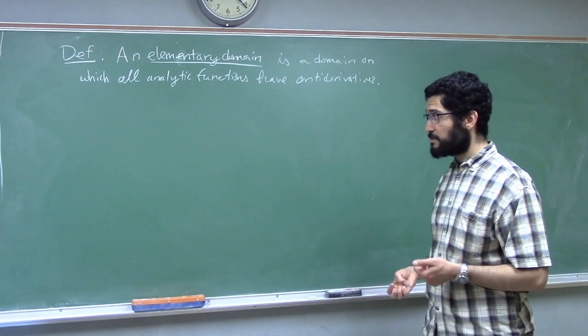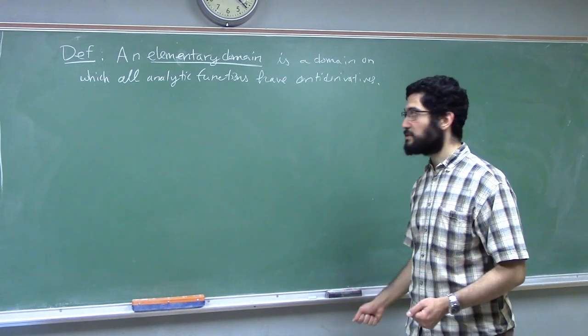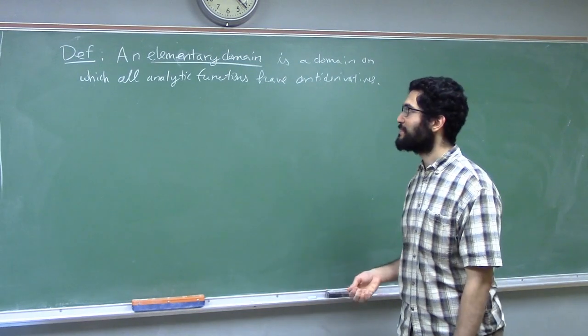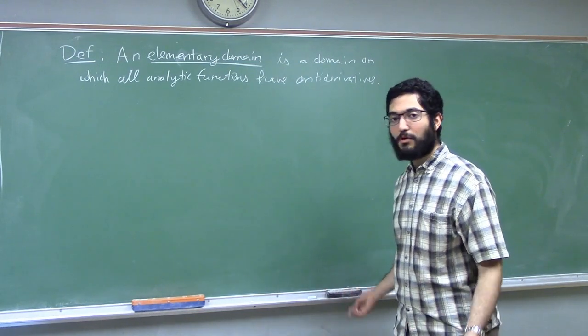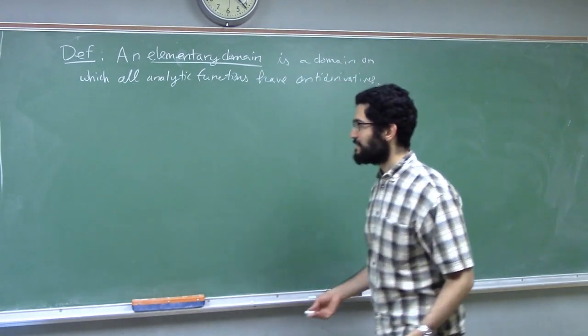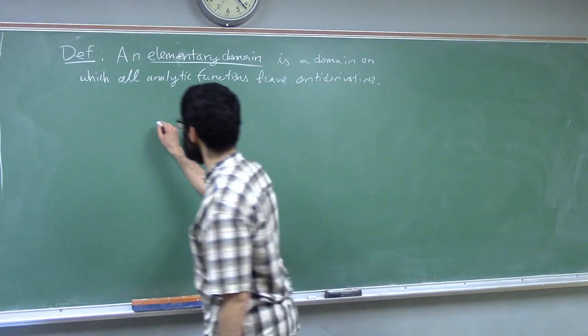So what we just got done proving, when we proved the Cauchy integral theorem for star domains, is that star domains are elementary domains. There might be more elementary domains. So what else is an elementary domain? Well, let's start by looking at something that's definitely not an elementary domain.